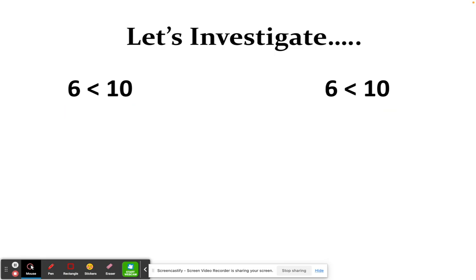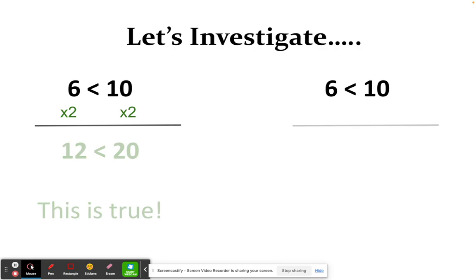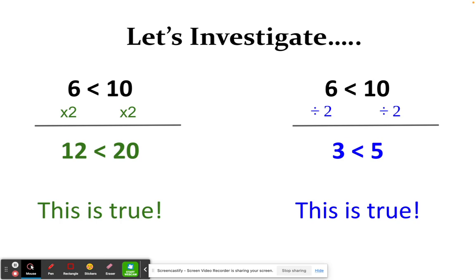What about if I multiply both sides by 2? 6 times 2 is 12. 10 times 2 is 20. 12 is less than 20. That is true. But if I divide both sides by 2, 6 divided by 2 is 3. 10 divided by 2 is 5. That is also true. So if I multiply both sides by the same number, it appears that I end up with a true statement. If I divide both sides by the same number, I end up with the same statement. If I add, if I subtract.